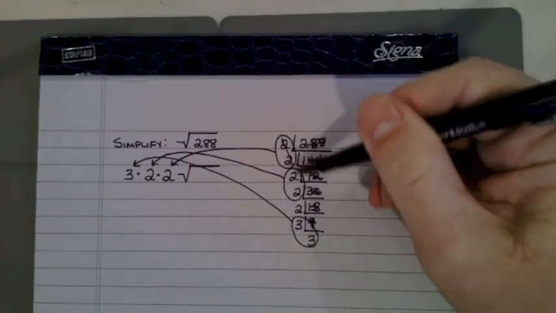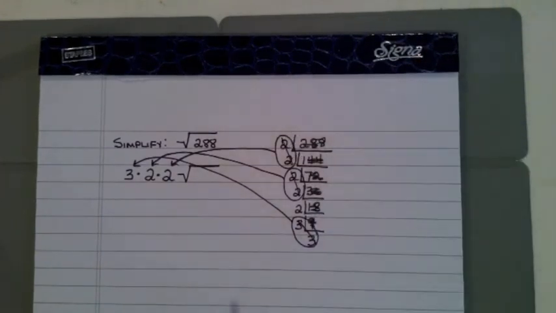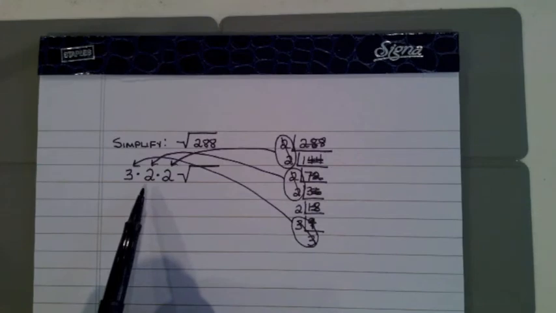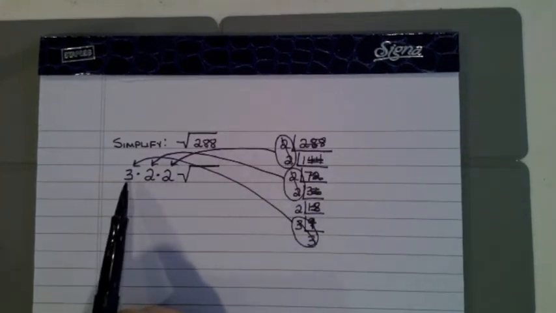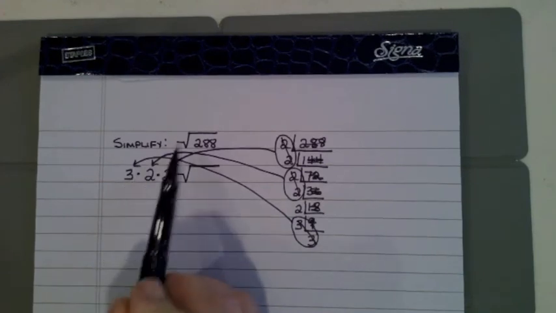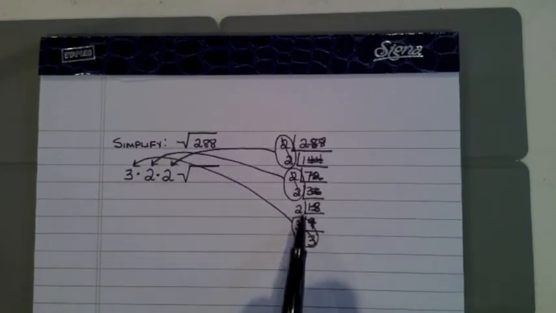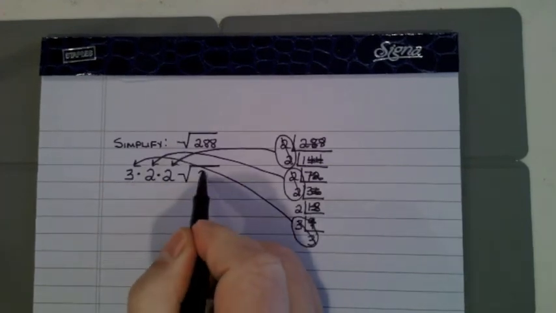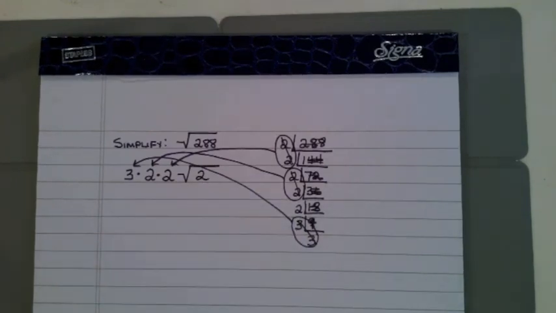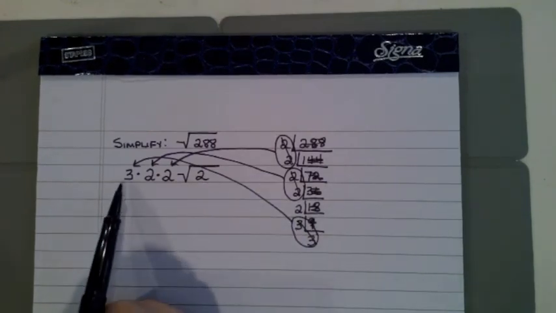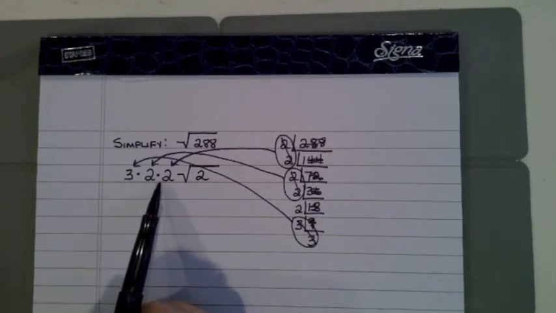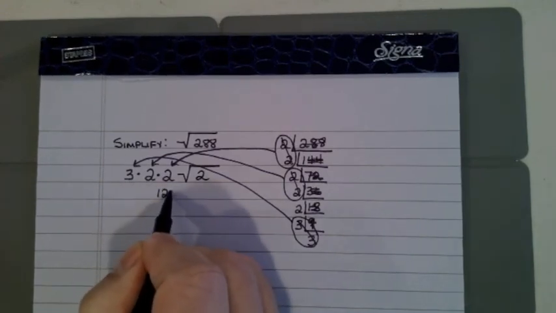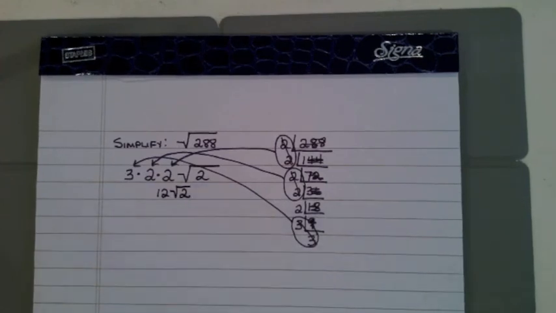So I've used these 2s and these 3s. Those numbers are written on the outside because I have pairs of them. Pairs allow you to write a number on the outside because of this index right here. Anything I have a single of goes up under the radical symbol. I need to multiply all these together. 3 times 2 is 6, times 2 is 12, square root of 2.